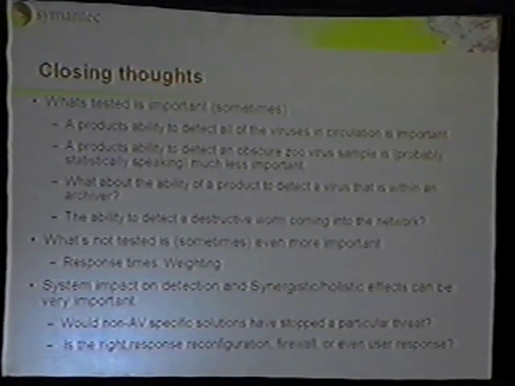What's tested is really, really obviously very important. A product's ability to detect all the viruses in circulation, that would be the viruses that are on the wild list and the wild core sample set, is really important. You want your product to be able to detect all these viruses. A product's ability to detect some obscure zoo sample is probably, well, because I'm a scientist, I think about statistics a lot, and probably statistically speaking, it's not very important if the antivirus product doesn't detect some obscure zoo virus sample, unless it's the sample that's of a particular type that you happen to have a lot of in your organization, which you wouldn't know from these tests because they're not weighted.